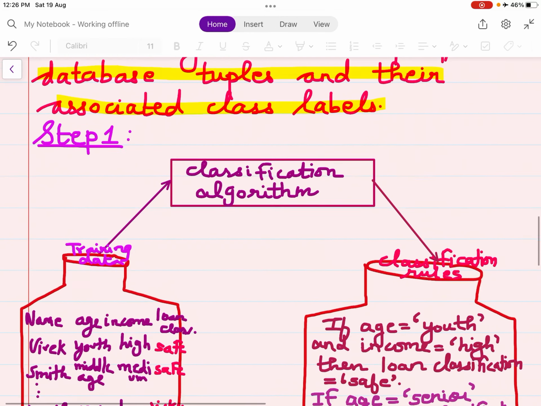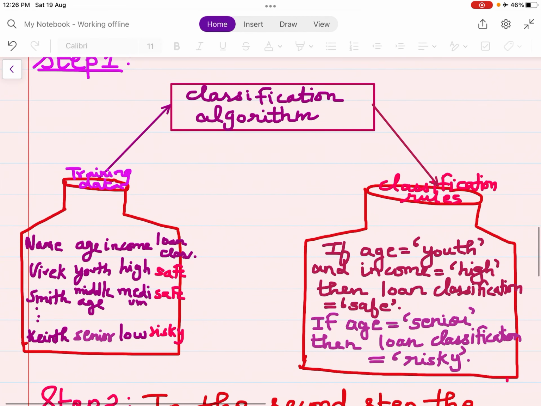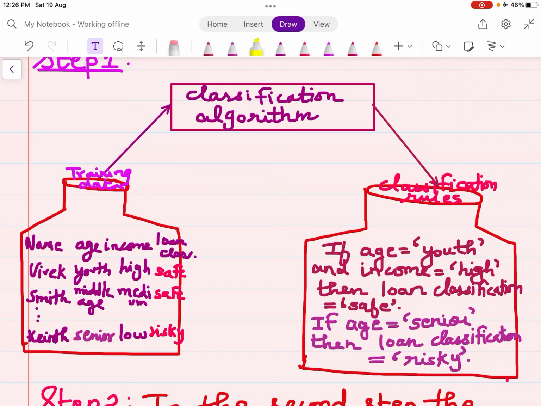Now, this is the first step, classification algorithm. Training set is made by the classification algorithm. There is a training data. Training data has names of people, age of people, income of people, and loan classification. So name Vivek. Age is he is a youth. Income is high. So he is a youth with the income high. We say it is safe because his income is high. Also he is young. So he will definitely pay back to the bank.